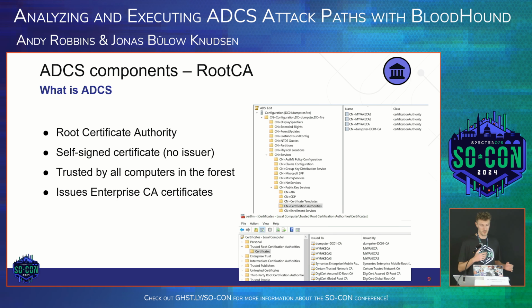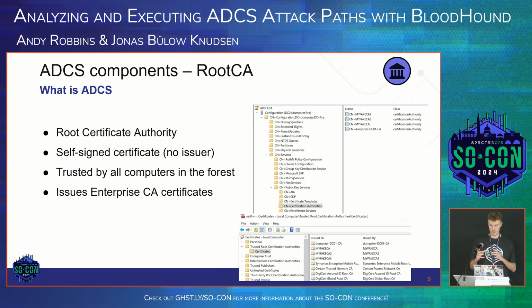So the first component we're going to talk about is the root CA, as I just mentioned. It is the first component that's also created when you install ADCS in an Active Directory environment. It holds a self-signed certificate, so it's not signed by anyone but itself. And it's located in this store called certification authorities within the ADCS implementation. So you can see in the screenshots here that I have 4 root CAs in my environment.